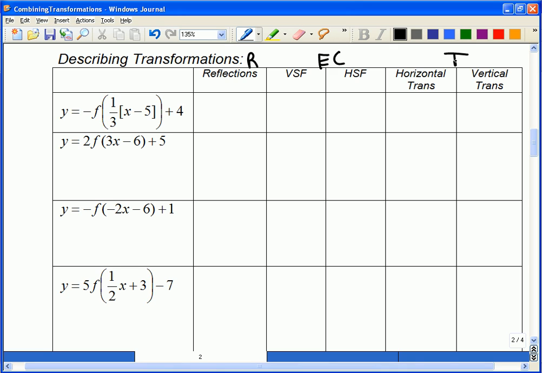First thing we're looking at is reflections. What reflection happened to this graph here? Good. X-axis happened. So if I'm to describe it in the proper order, I could tell you first to do a reflection in the x-axis. Vertical stretch factor, what do you think? Does this graph get stretched or shrunk at all vertically?